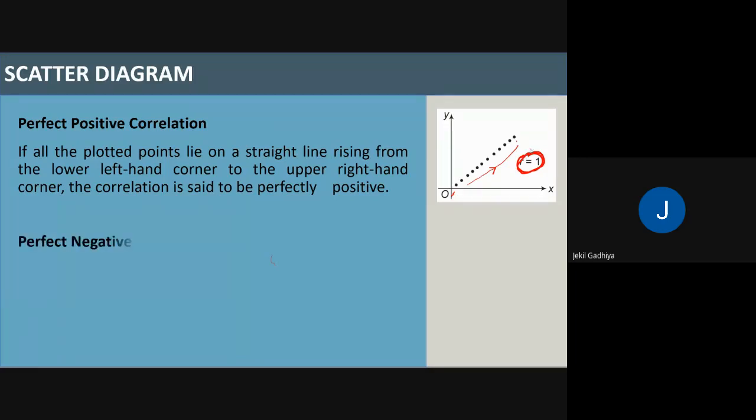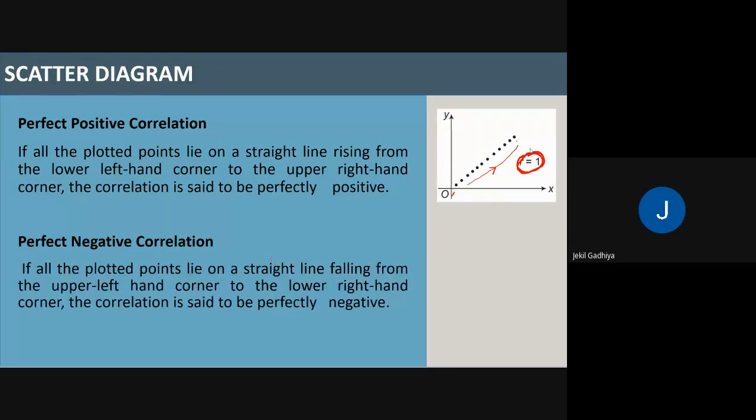Then perfect negative correlation. If all the plotted points lie on a straight line falling from the upper left hand corner to the lower right hand corner, then the correlation is said to be perfectly negative. It is like this. Here you can see that it is falling from the upper left hand corner to the lower right hand corner. And for perfect negative correlation, the value of r is equal to negative 1. Please read this. Then we will move on to the next slide.